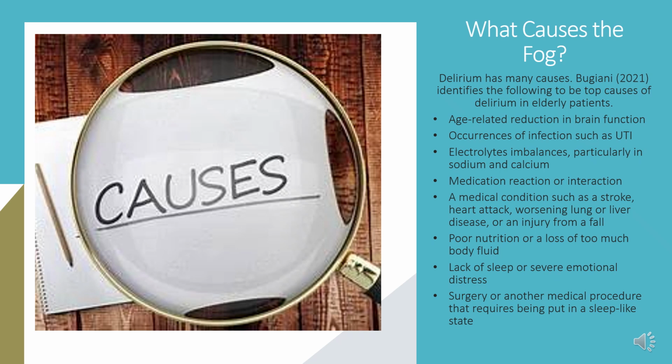While doing our research, our group did find that all patients are at risk of developing delirium. However, older adults are at a higher risk, and some of the causes of delirium are listed on the right-hand side of the slide. But I would like to point out a few that are prominent culprits in older adults, one being an electrolyte imbalance, and the second being an infection such as a UTI.